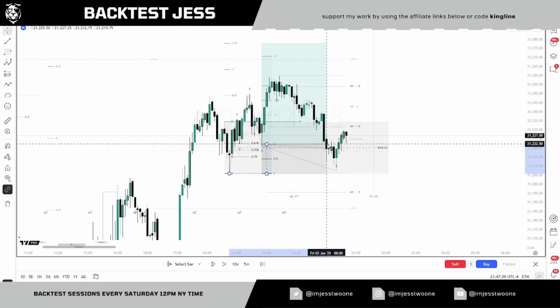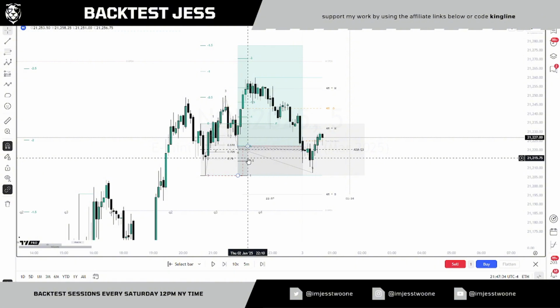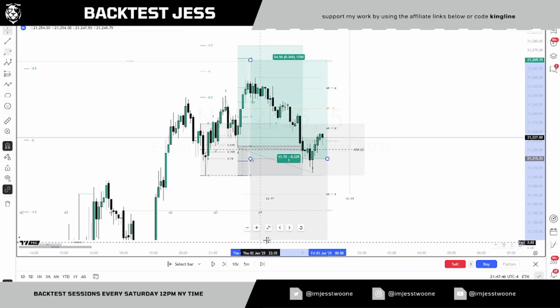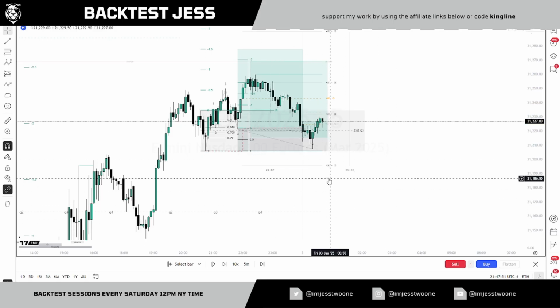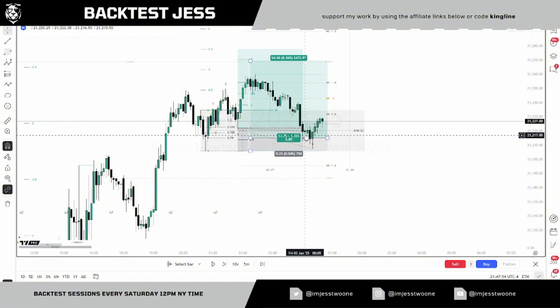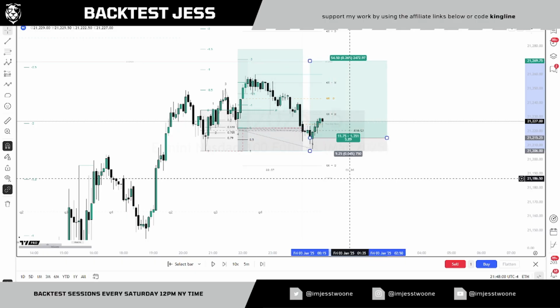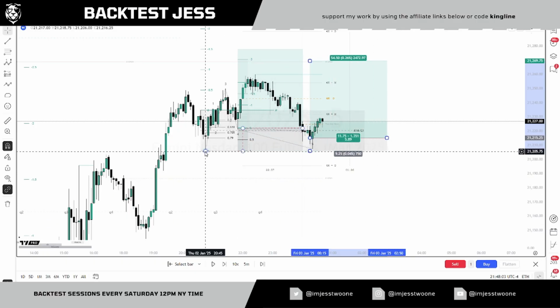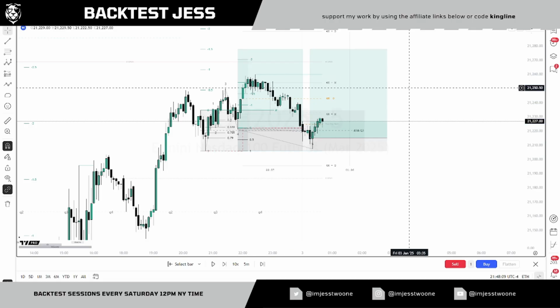Okay, so let's assume we're taking the 0.79 level with the sweep of 4 for 5, and it would be the same thing. 0.79. And stop loss would still be the swing low. And we would still target 1.5 at a minimum.